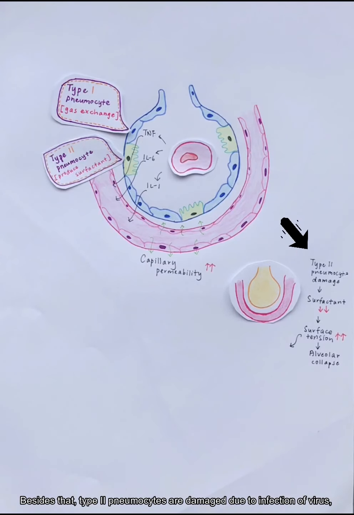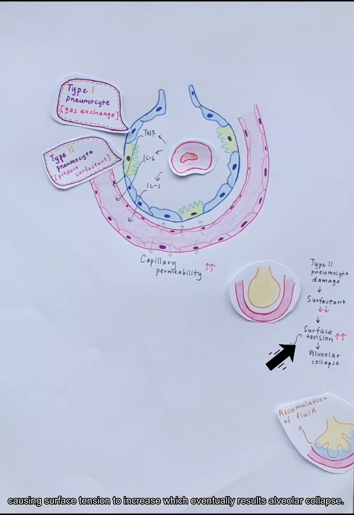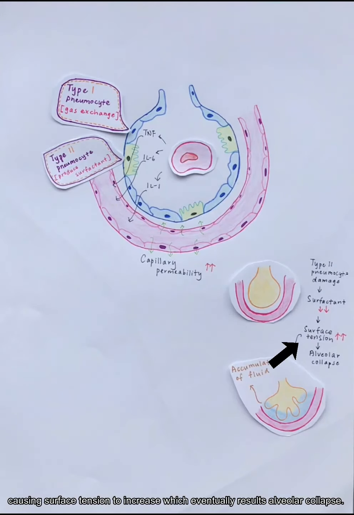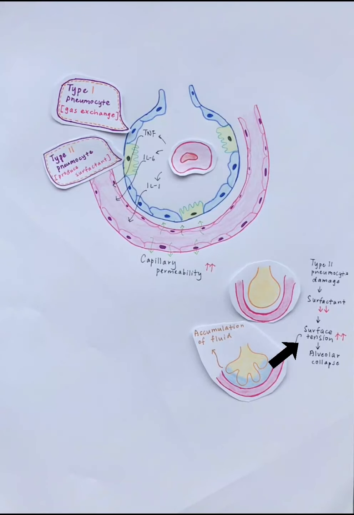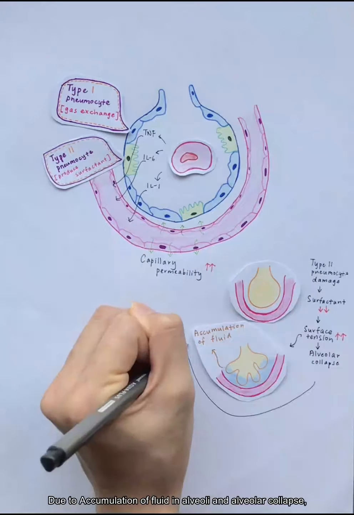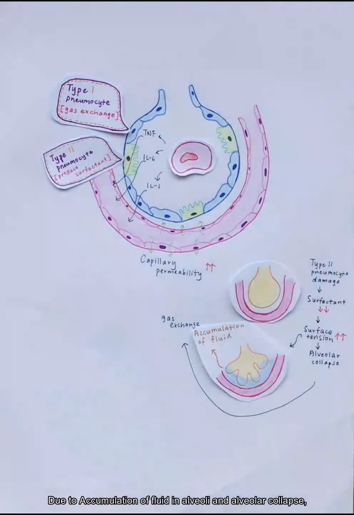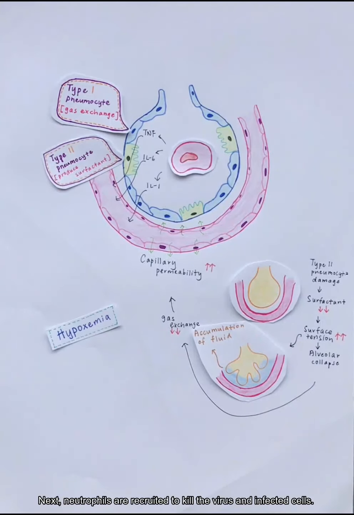Besides that, type 2 pneumocytes are damaged due to infection of the virus, causing surface tension to increase, which eventually results in alveolar collapse. Due to accumulation of fluid in the alveoli and alveolar collapse, gas exchange is decreased. All this could lead to hypoxemia.